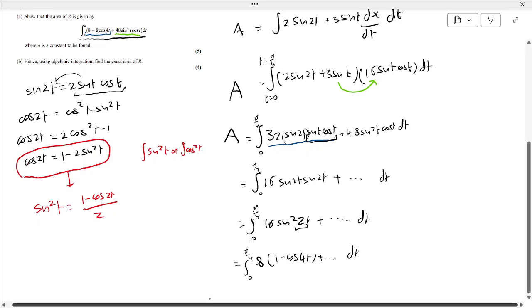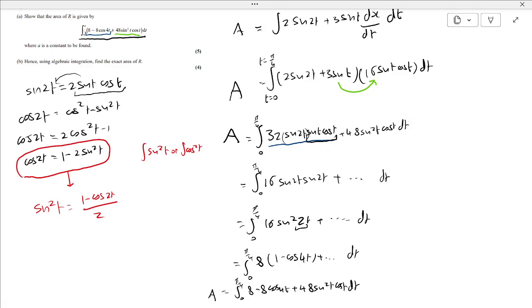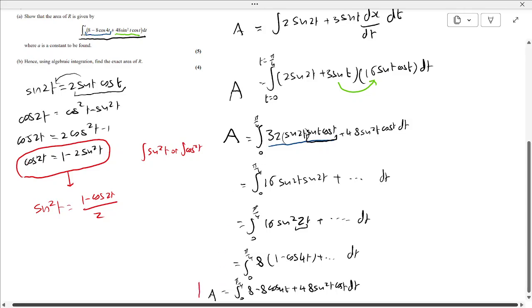The final answer: area equal to the integral of 8 minus 8 cos 4t, plus, I'll write it in now since it's my last line, 48 sine squared t cos t, dt. And that is the answer, as required. Okay, so I've done part A.